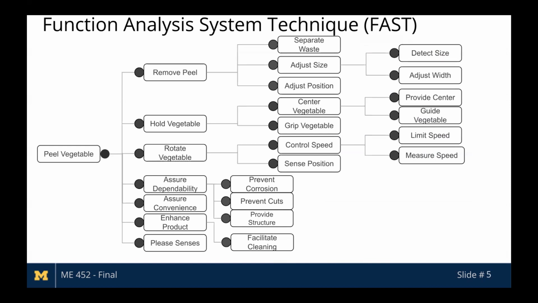This is our functional analysis system technique diagram, or FAST diagram, where we've categorized the main function, which is to peel vegetables, into a series of increasingly specific ones as shown.